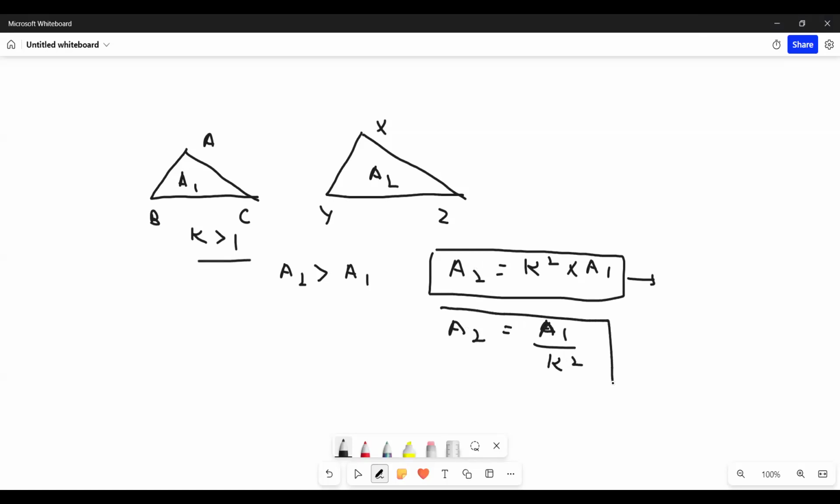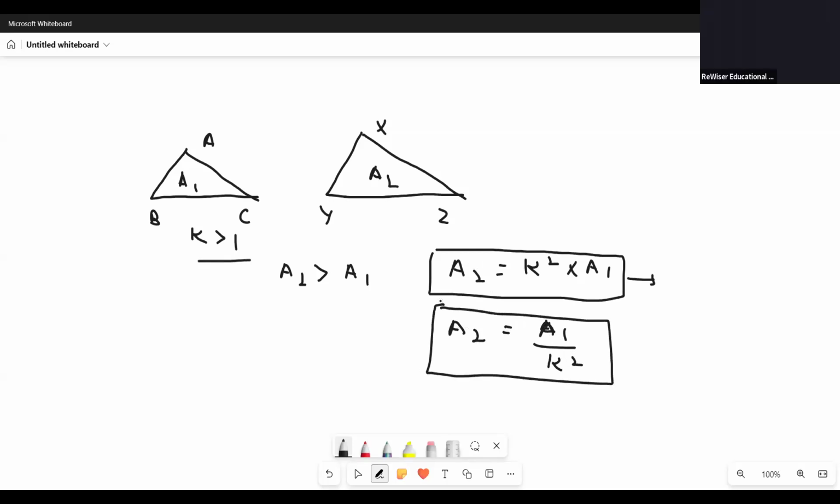So that's the difference which I would like to bring into notice: if K is greater than 1, it becomes straightforward multiplication, right? And if K is less than 1, you need to think, because the area of A2 has to be larger than A1. So whether to multiply or to divide is something you need to think about. Understood? Okay. So we'll give you a few problems on this.